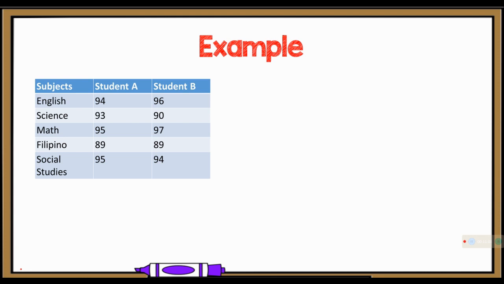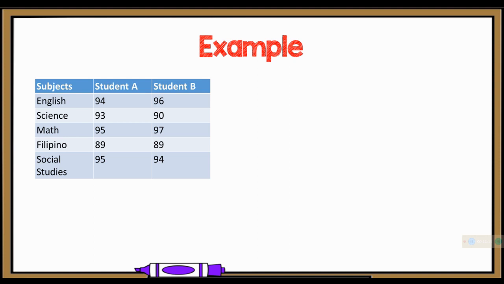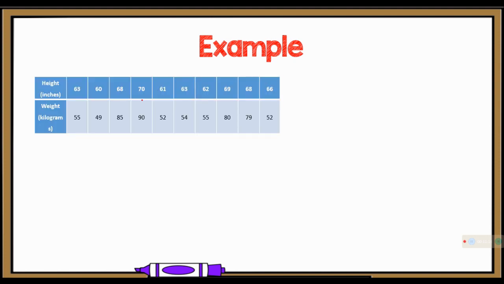Now let's proceed to the examples. I will skip this one because I will give this as an activity later. Let's look at the other example. We have here the height in inches and the weight in kilograms. First, let's look for the measures of central tendency for the height, kasi kailangan natin siya for the standard deviation and also for the weight. And then after that, we're going to compute for the range, the standard deviation, and the coefficient of variation. Okay?